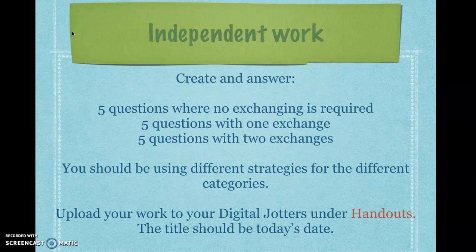Upload your work to your digital jotter under handouts, and the title should be today's date. I hope that all makes sense, and I look forward to seeing your work.